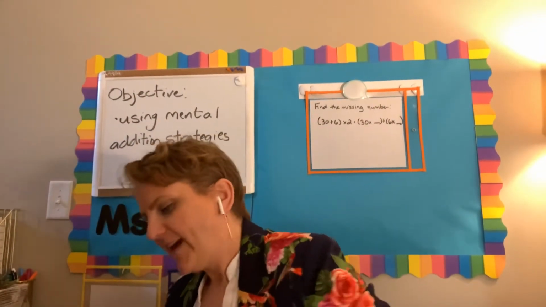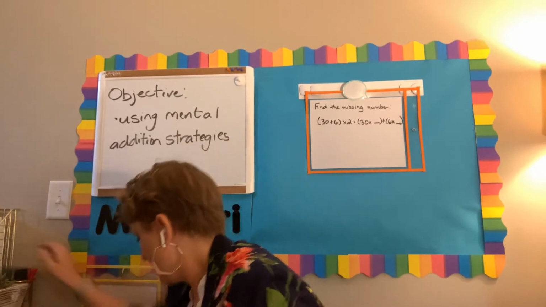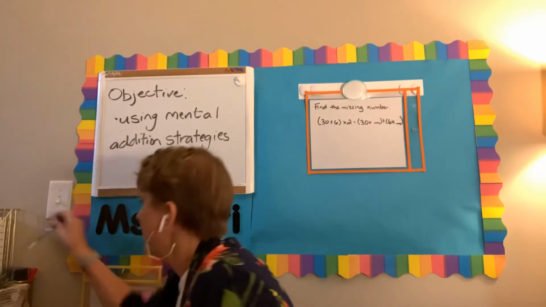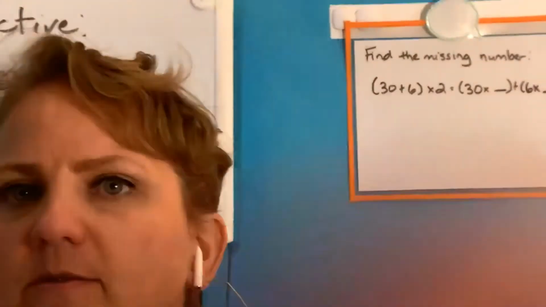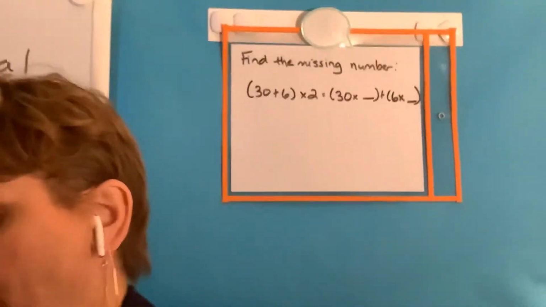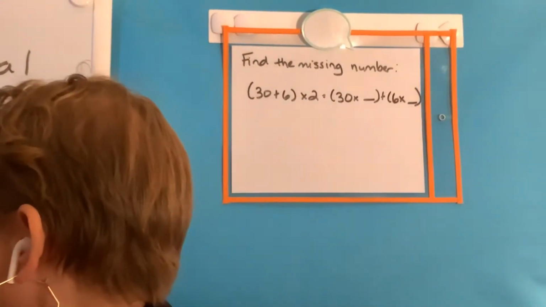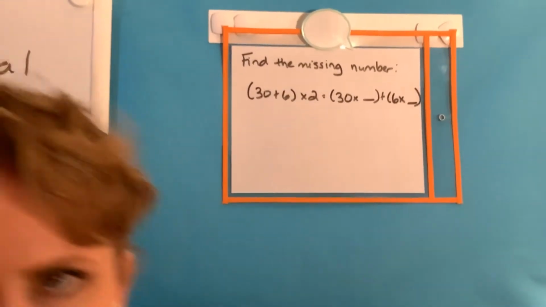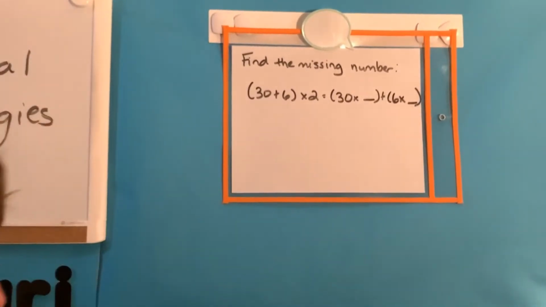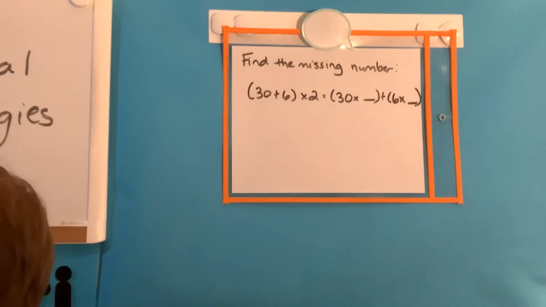We were working in our last lesson, fifth graders, on the distributive property, and so I have your warm-up question for you today, which is about applying the distributive property. So go ahead and give this problem a try. You're going to fill in your missing numbers, and when you're done, come on back and see how you did.